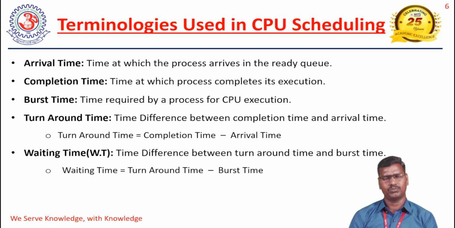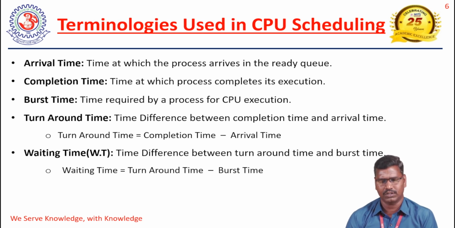Next is turnaround time, the difference between completion time and arrival time. That is the formula to calculate average turnaround time: completion time minus arrival time. Next, waiting time: the difference between the turnaround time and burst time. We calculate the average waiting time as turnaround time minus burst time. These are the terminologies used in CPU scheduling.